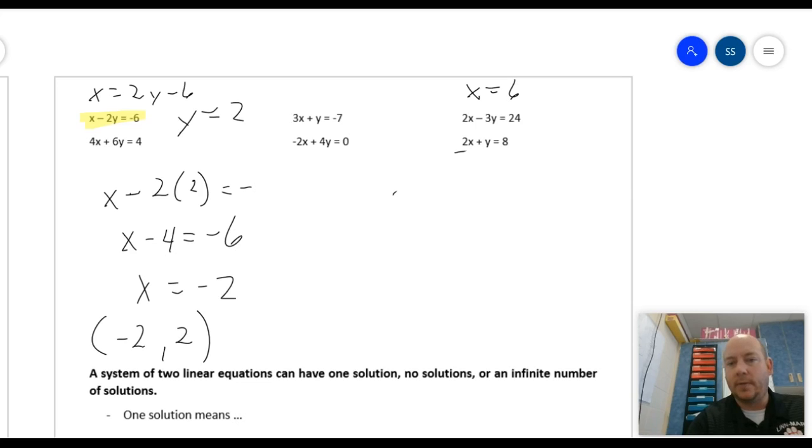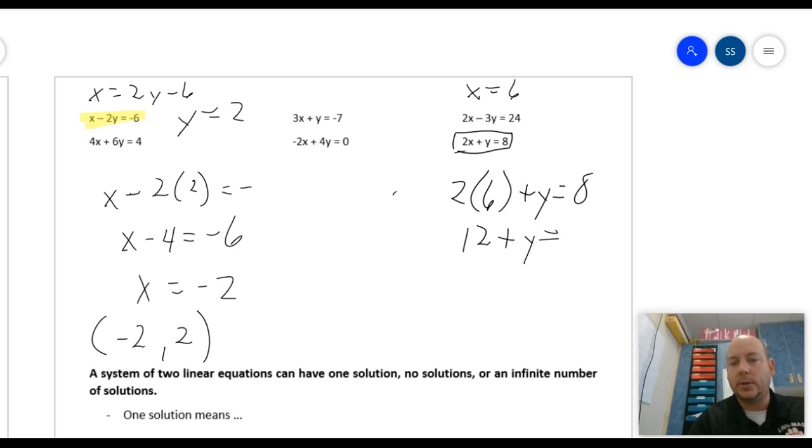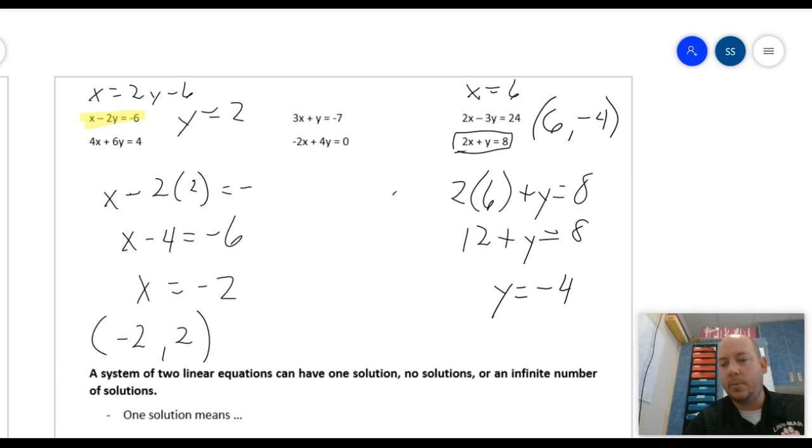And then we just want to solve for y, so I'm going to use this one again. So 2 times 6 plus y equals 8. 12 plus y equals 8. If I take away 12 from both sides, y would be 8 minus 12 is negative 4. Okay, so that would be my solution there, 6 comma negative 4.